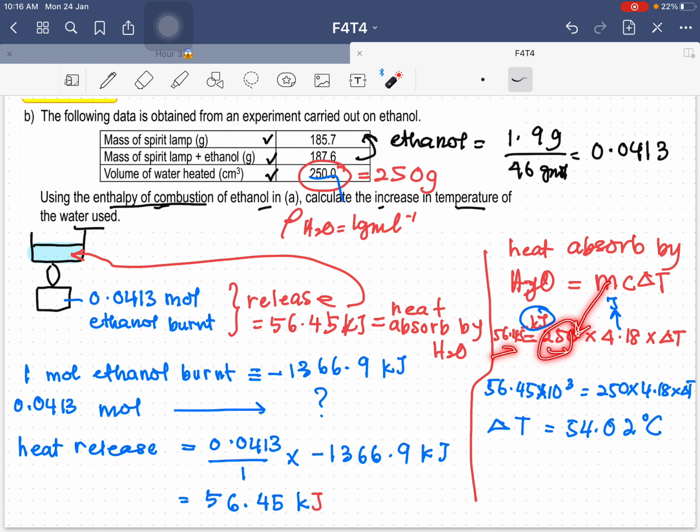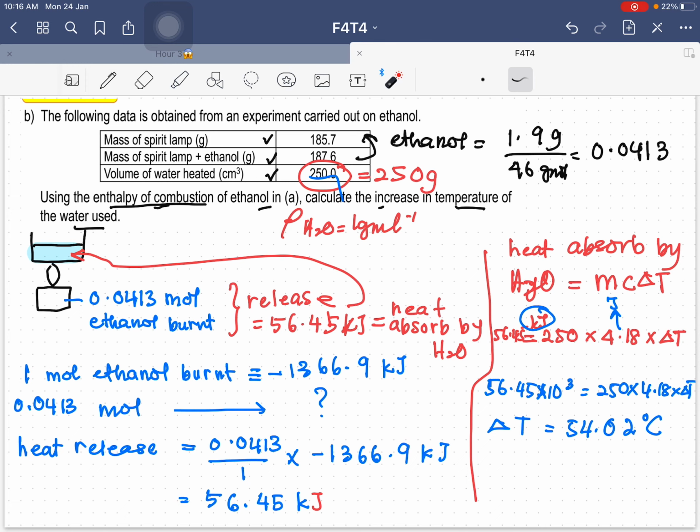Why is it gram? Because this one is in centimeter cubed. The density is 1 gram for 1 mL. So 250 mL is 250 gram. This is the specific heat capacity and the heat change.